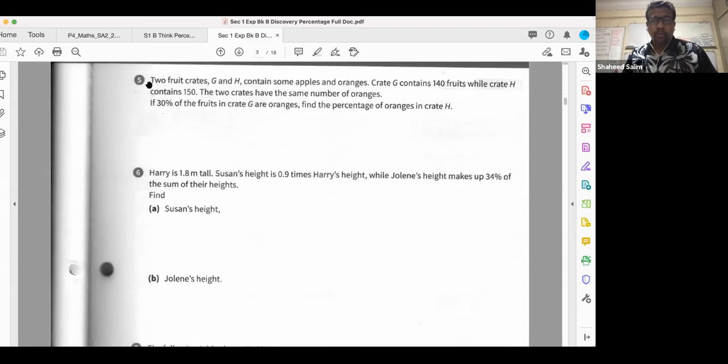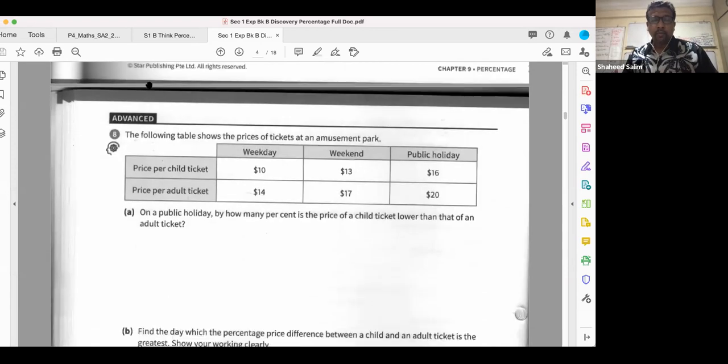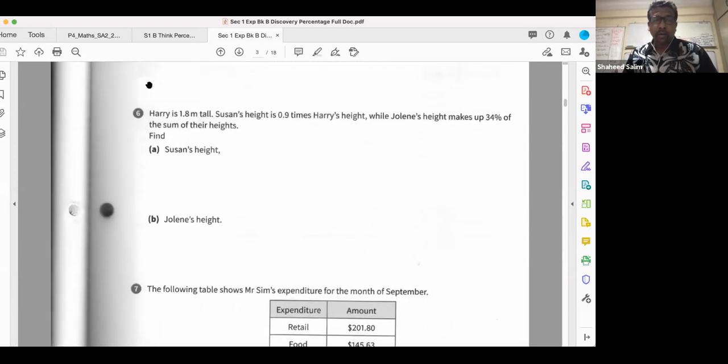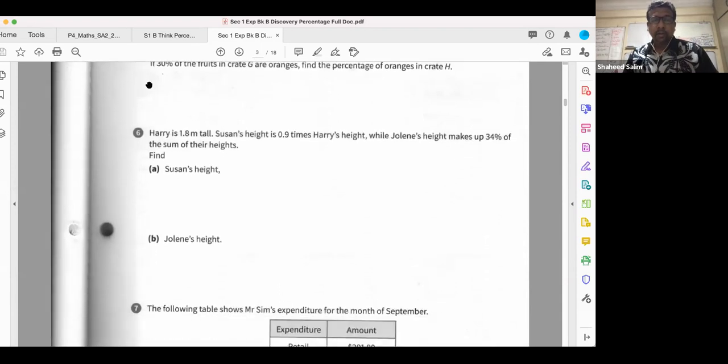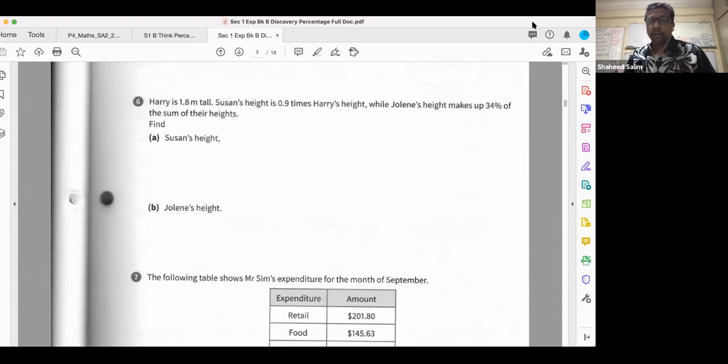Okay, we move on and we go to slightly difficult ones. We're going to jump to advanced. Hold on, intermediate one. Okay, we try question number 6 now. You can see the question. You want to know Susan's height and Jolene's height. Now remember, 100% can change. Talking about 100% can change.